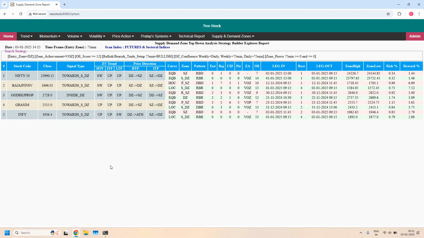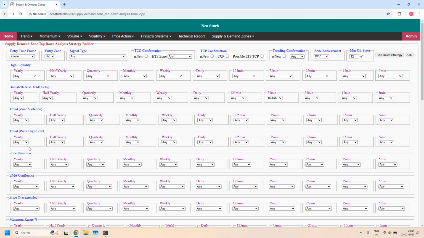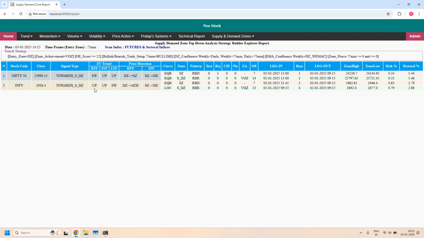Then there could be even more high probability. Let us verify. Weekly EMA confluence they are having. In the EMA confluence, weekly time frame, weekly demand zone having weekly EMA confluence. 2 stocks are filtered. Ignore the first one because the trend is sideways. This is valid, uptrend. So second one is an even more high probability trade setup supported stock.